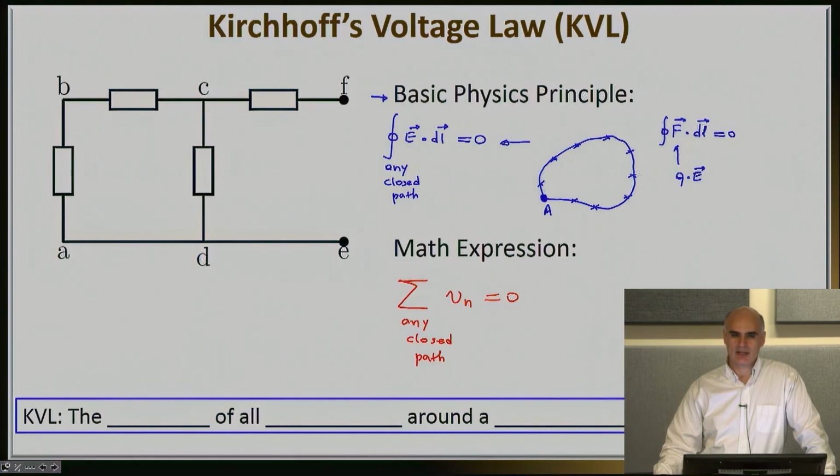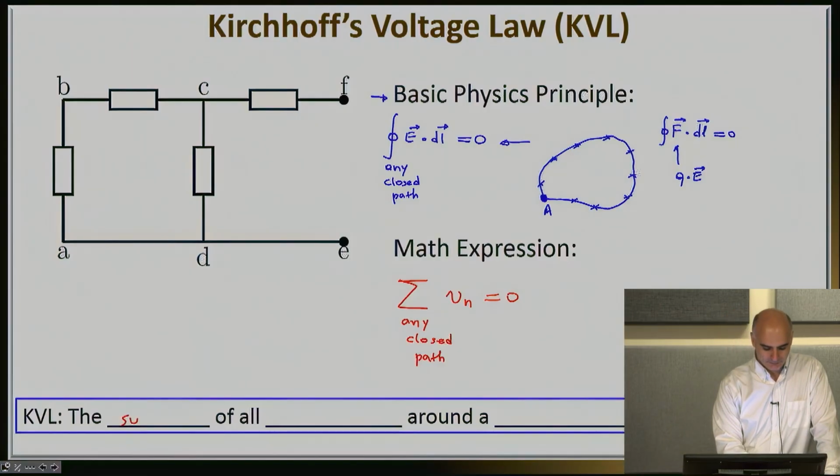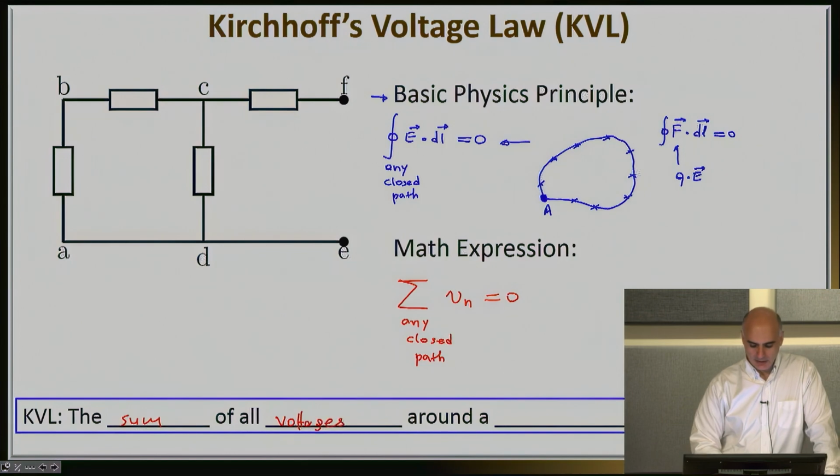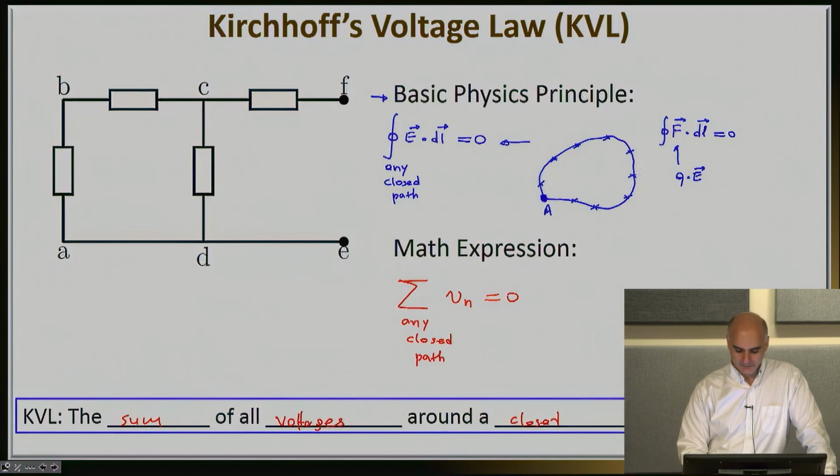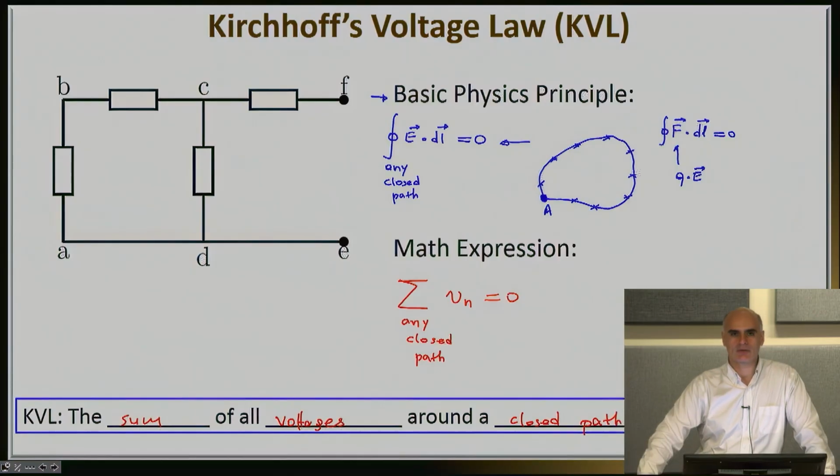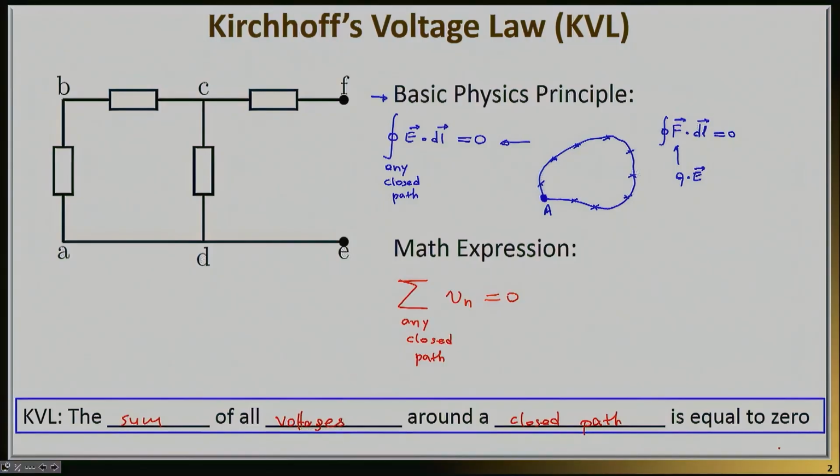The expression says that the sum of all voltages around a closed path must be equal to zero, must add up to zero. First of all, we're talking about summing voltages, and if I want to be slightly more precise, we're talking about summing voltage drops. The second thing is that this must be true for any closed path, any path that you like. The third thing I'd like to say is that this path may or may not include circuit components.